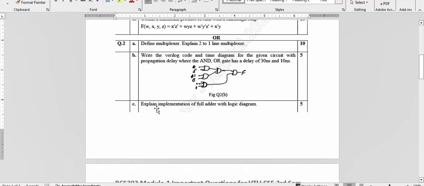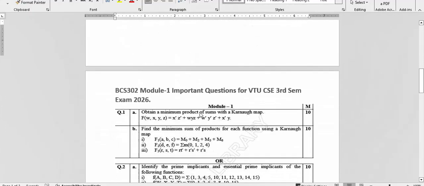And next is: explain the implementation of a full adder with a logic diagram. Even this is easy. You can just draw the circuit diagram for the full adder and explain the logic diagram. For this also you can have the truth table, and explain how the output is formed from the given input values.